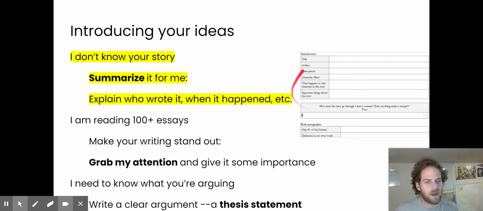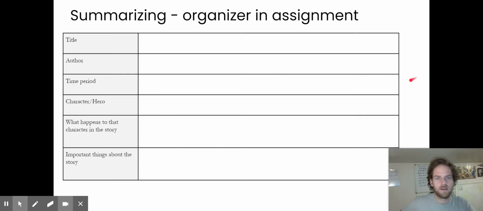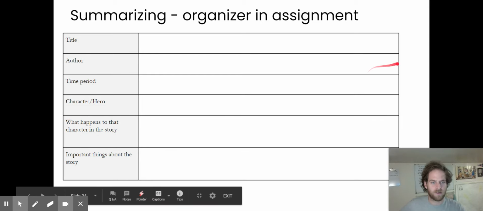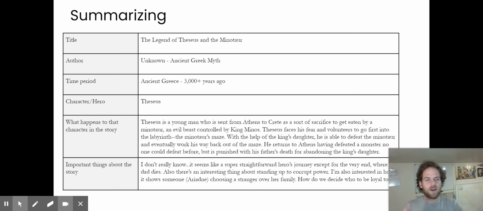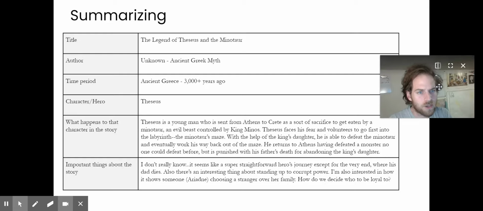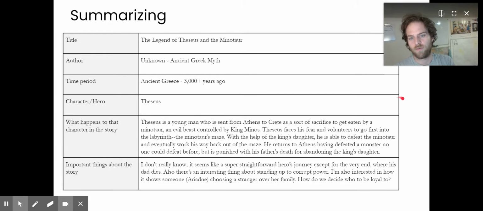So I'm going to be focusing on the organizer, which is in your assignment. You can pull that up right now. Okay. And this is what it looks like. We've got title, author, time period, character, hero, what happens to that character in the story, and important things about the story. So for me, I did Theseus and the Minotaur, which we read today in class. And this is what I wrote down. If you'd like, you can go ahead and pause this video and read through what I said.